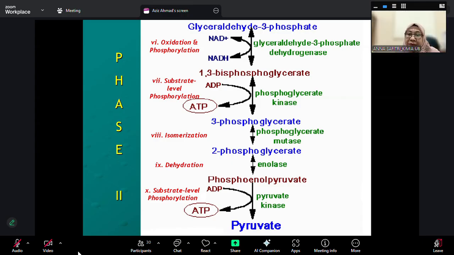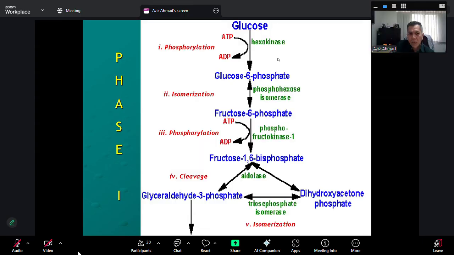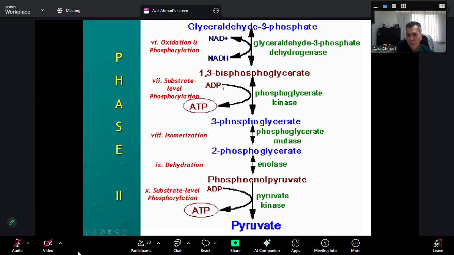Okay, so if you look here, you go back, we have glucose. Glucose is 6 carbon. Glyceraldehyde triphosphate is 3 carbon, meaning that from one glucose, we have 2 molecules of glyceraldehyde triphosphate. Then from glyceraldehyde triphosphate to pyruvate, from one molecule of glyceraldehyde triphosphate, we will produce 2 ATP and 1 pyruvate, so 2 pyruvate in total.